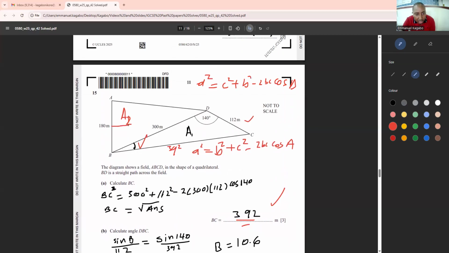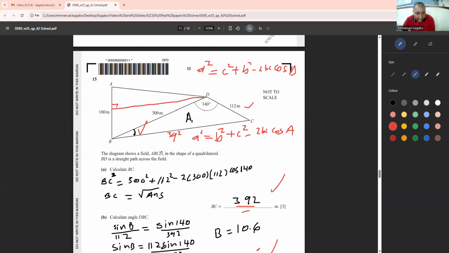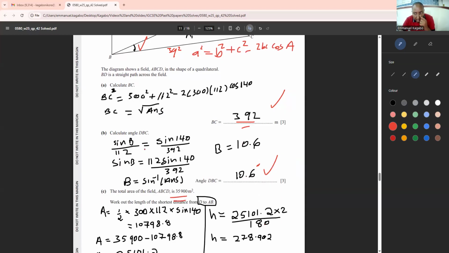From D, that's the height. Oh, my drawing is not accurate. Let me try to make it better. This is the one we are looking for. They said shortest distance. What you need to know in the exam, especially for IGCSE, is that whenever they say shortest distance, you draw the line from D to AB, but you have to know it will make 90 degrees. Now, how do we do the question? Let us hurry up and see.